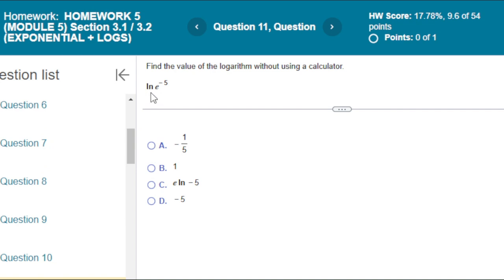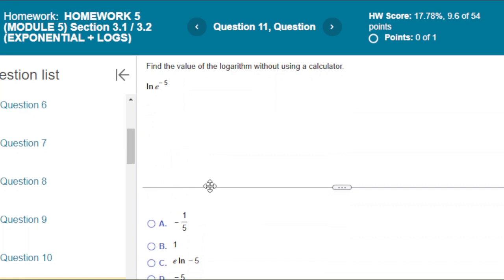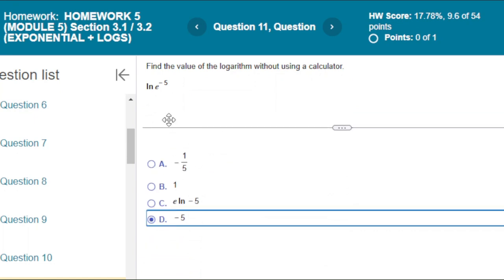Okay, same thing here. e to the what power would equal e to the negative 5th? Well, e to the negative 5th equals e to the negative 5th.